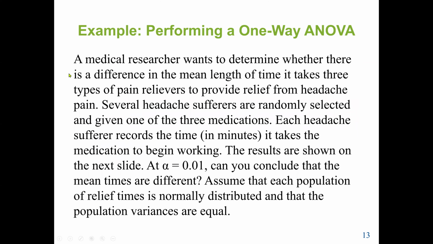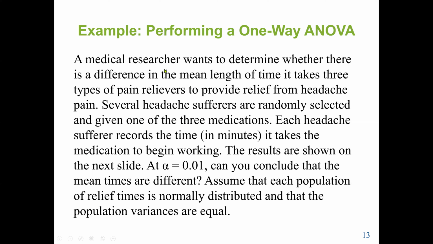So here we have an example saying that a medical researcher wants to determine whether there's a difference in the mean length of time it takes 3 types of pain relievers. So that's the key word here, or the key number. We have 3 different types of pain relievers. So here we have to do ANOVA, with 3 or more populations or 3 or more samples.